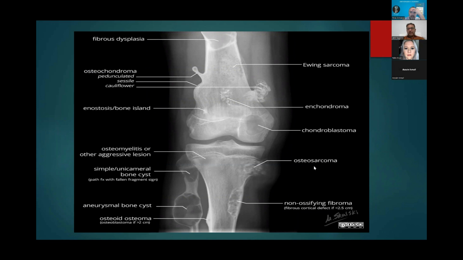Coming down, osteosarcoma is, as the name suggests, wherever there is a name which ends with the suffix sarcoma, it has to be a malignant or aggressive lesion. So just like Ewing sarcoma or osteosarcoma. Osteosarcoma, again, is in the metaphysis. It leads to a sunburst appearance of elevation of the periosteum, and it's an aggressive lesion.